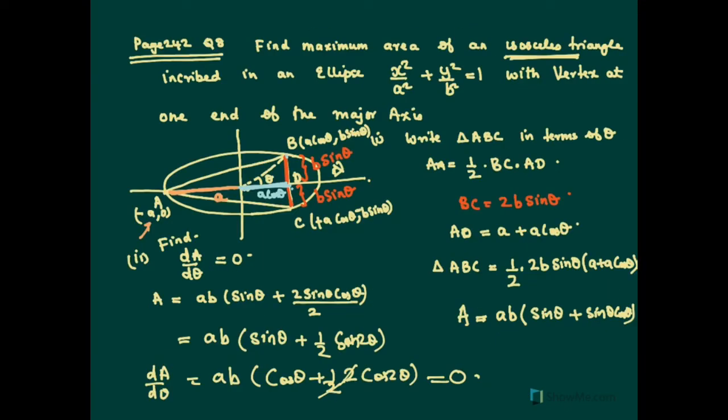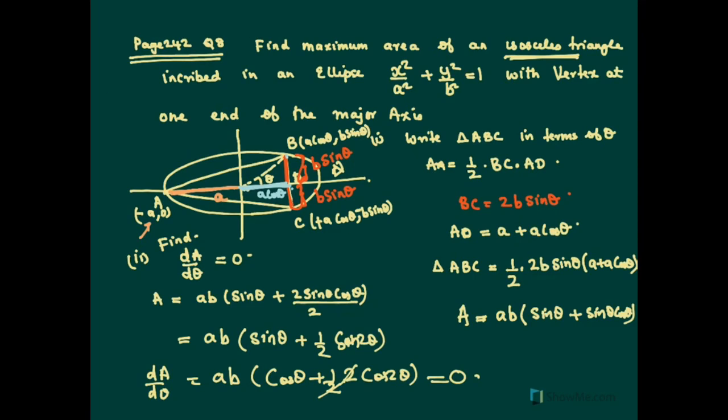Let's quickly go over what we did. We had to maximize the area of the isosceles triangle, placed inside the ellipse. Remember, we take the coordinates of B as A cos theta, B sin theta. This is called the parametric form of the ellipse. Any point in the ellipse you want to take as x comma y, instead we take A cos theta, B sin theta. That's why we took B as A cos theta, B sin theta. But since C is directly below it, the x coordinate will be the same, but the y coordinate will be minus B sin theta.